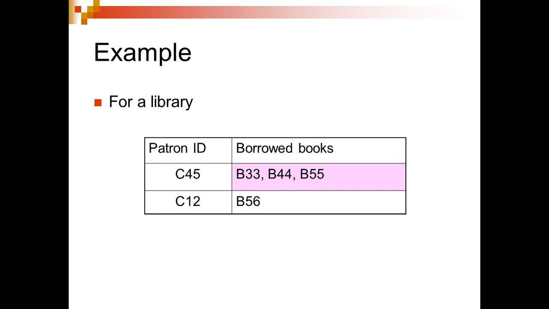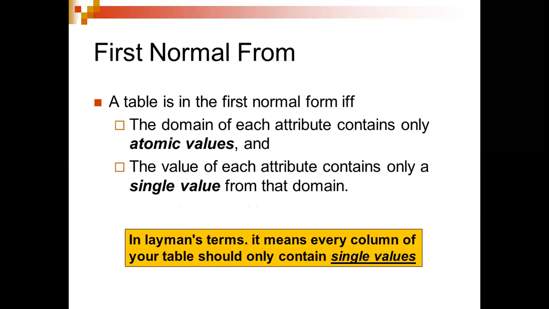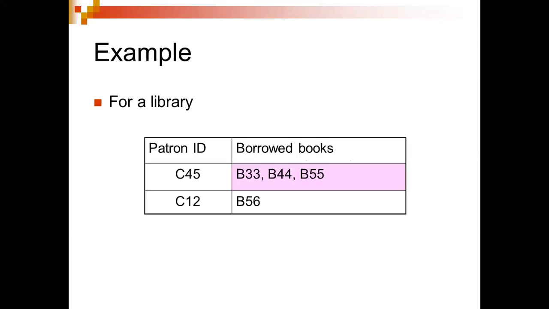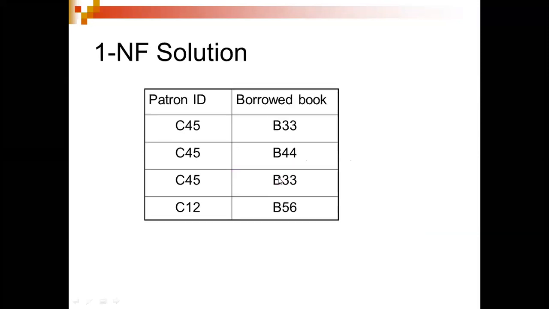Now here you see how the person has written that C45 has borrowed the books B33, 44, 55. So what is the definition of the first normalization? It says don't maintain multiple records in a single column. Each one should have only a single attribute, a single value. So it should not be written like this; this method is wrong. So how do I have to maintain it? I have to maintain it in this fashion. Now this is the solution for the first normal form.